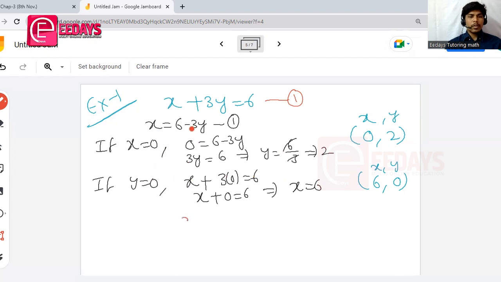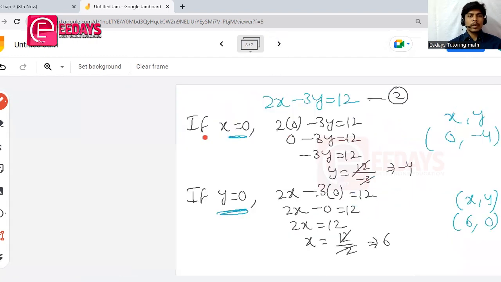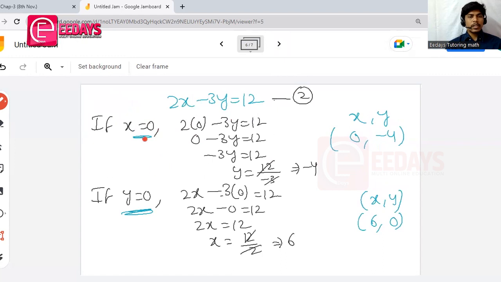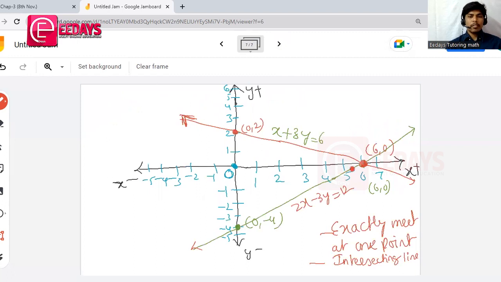Now you can draw the table: 0 comma 2 and 6 comma 0, another point. Same way for the second equation. If you take x is equal to 0, you'll get 0 comma 4, and for y is equal to 4 we got minus 4, and x is equal to 6 we got. After getting the 2 points, I just represent them in the graph.